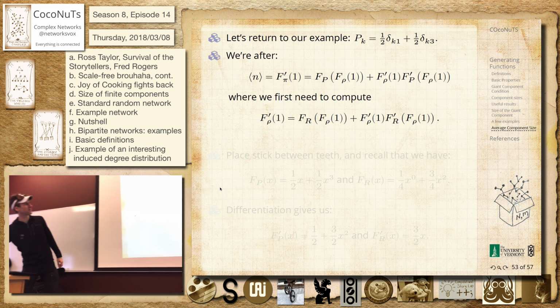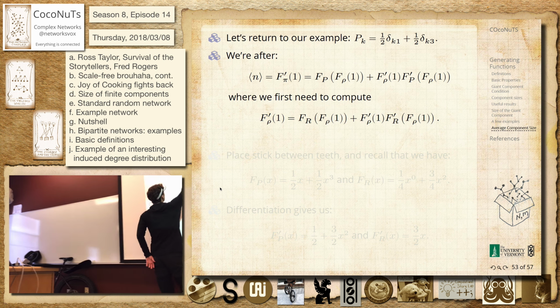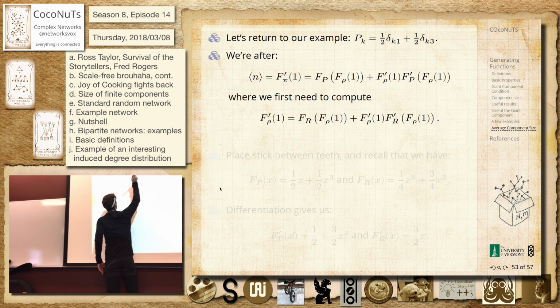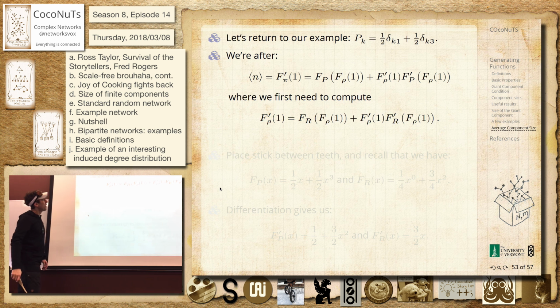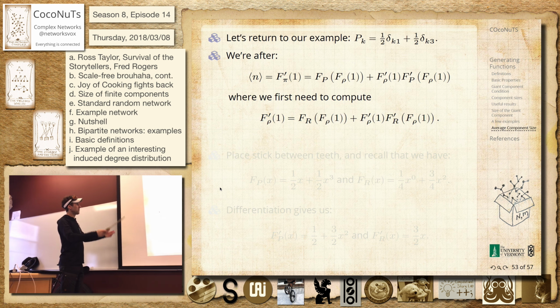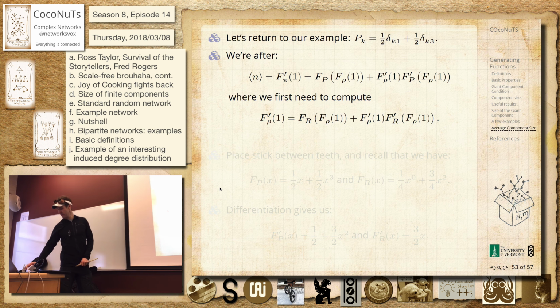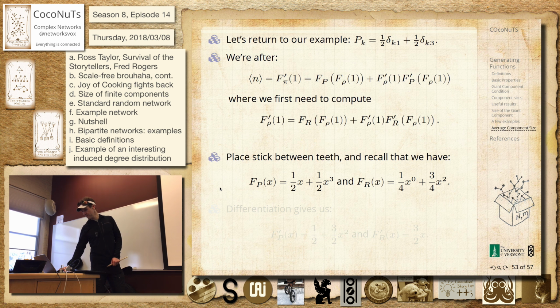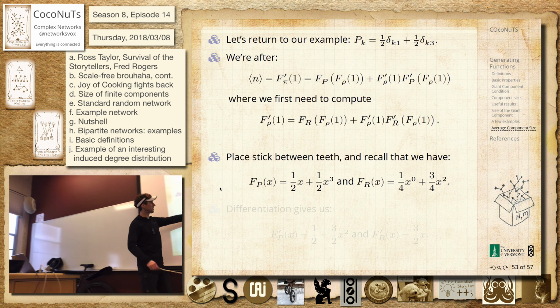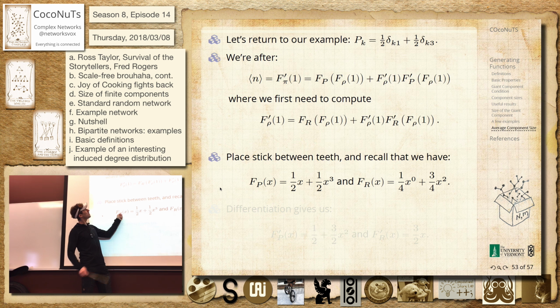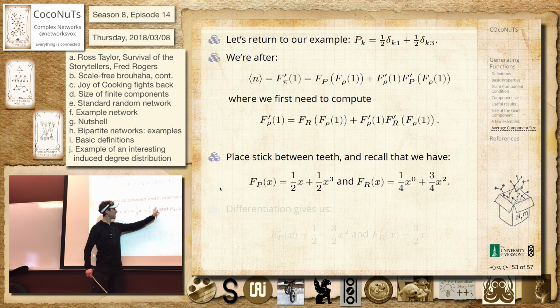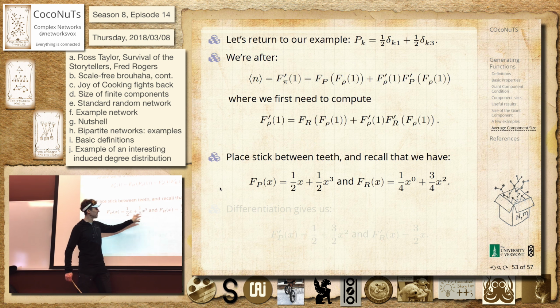So we need to use our two equations, the first derivative of the generating function for pi and the first derivative of the generating function for rho. We computed all of these things before, so we're not going to do it all again, right? We had these results. This is just the p sub k generating function, right? So there's half a chance that you have a degree 1 node, half a chance you have a degree 3 node. That's just random selection.